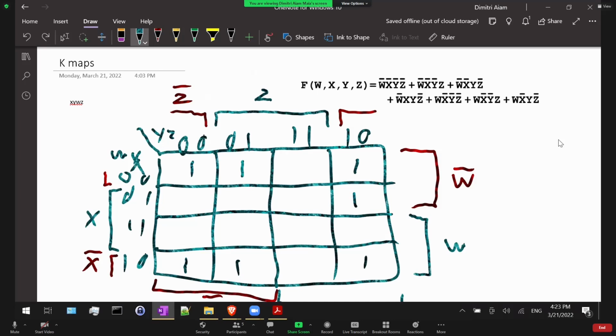We have one group over here. We could do a grouping over here, but remember what I just told you, that this continues over here and it repeats itself. The map repeats itself. So these squares over here are like over here as well.